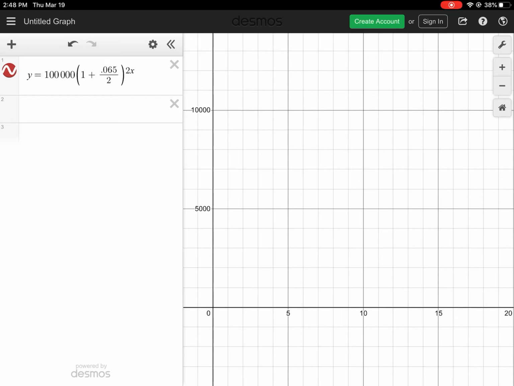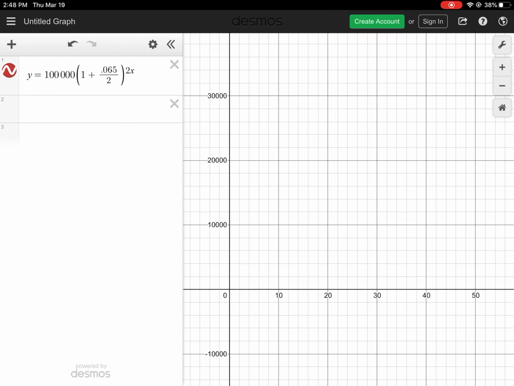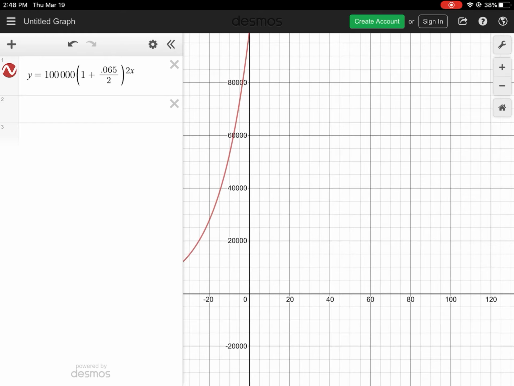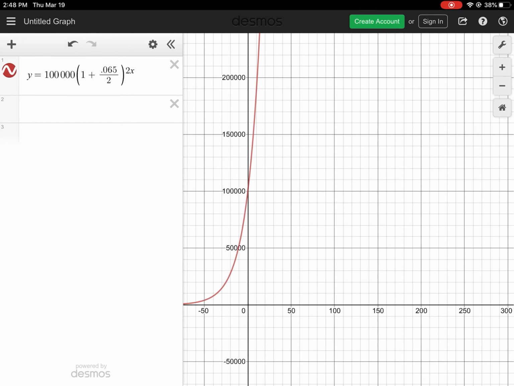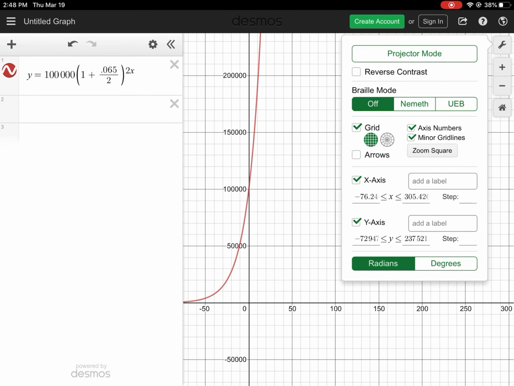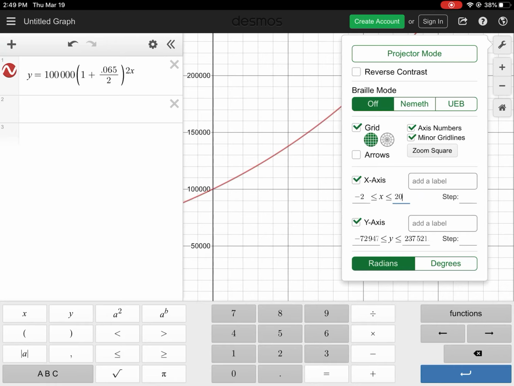Oh, it changed it. I still can't see it because I'm not at 100,000. It didn't do exactly what I wanted it to. Let me see if I can do that again. Not sure why it didn't adjust like I wanted it. -2 to 20.